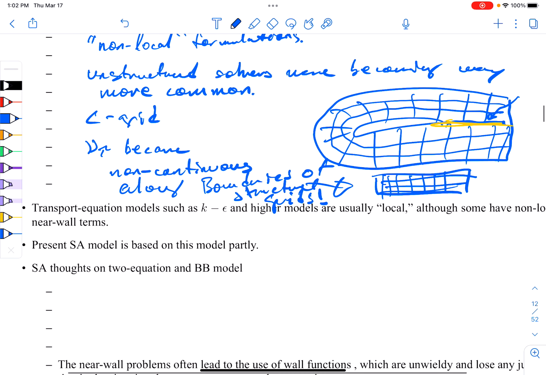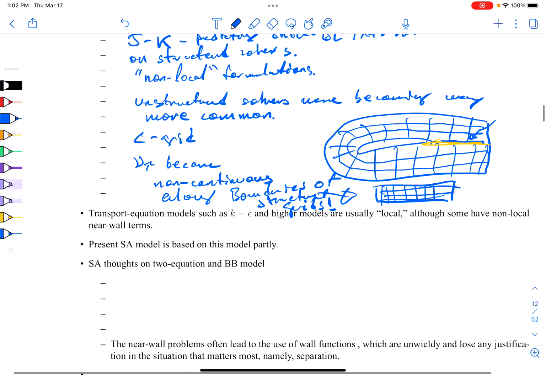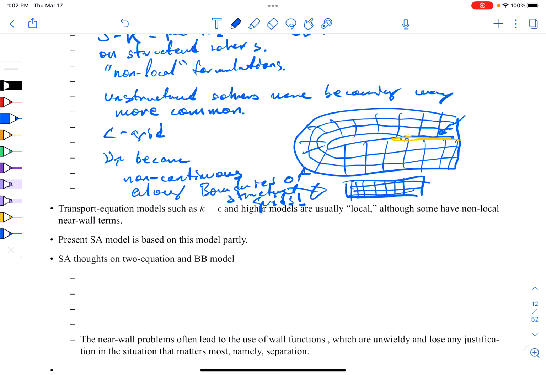And here's some of the things noted also. The models for K epsilon, higher order models are usually local, and they might have non-local wall terms, like 2-point correlations, and those were harder to program on unstructured grids. So those were all the other motivations that Spalart-Allmaras noted in their work.